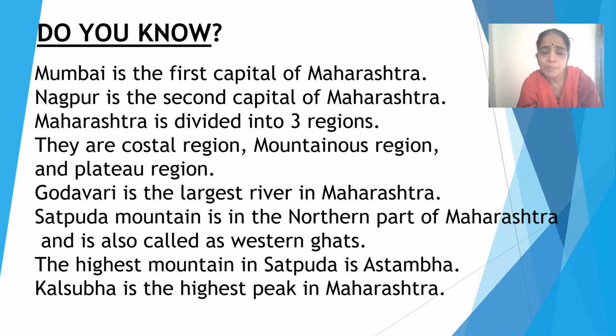Mumbai is the first capital of Maharashtra. Nagpur is the second capital of Maharashtra. Maharashtra is divided into three regions. They are the coastal region, mountainous region, and plateau region. Godavari is the largest river in Maharashtra. Satpuda Mountain is in the northern part of Maharashtra and is also called the Western Ghats. The highest mountain in Satpuda is Astambha. Kalsubha is the highest peak in Maharashtra.